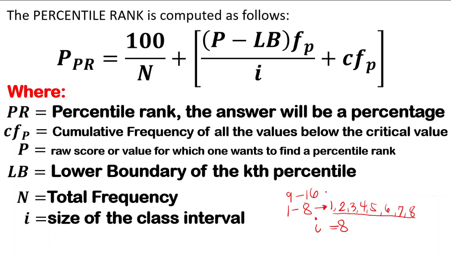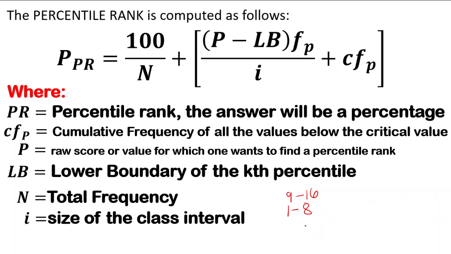Say 9 to 16. So list down all the given scores, including 9 and 16. So that is 9, 10, 11, 12, 13, 14, 15, 16. And then count all these scores. 1, 2, 3, 4, 5, 6, 7, 8. So, the size of your class interval is 8. Okay? Now, there's another option which is very helpful, most specifically when you're dealing with a large interval.